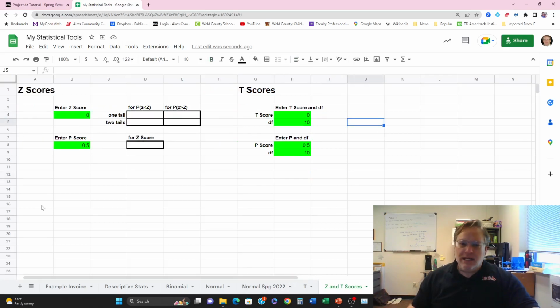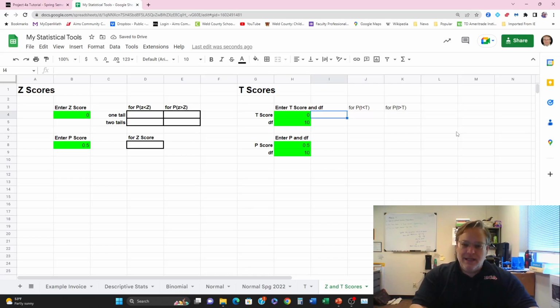Let me indicate what the output should be here. It's actually going to be pretty much the same thing that we had before here on the left. So I'm going to type for probability of having a score on the t-distribution that's less than the one that's given to the left. So probability of t being less than T for the first one. You can probably guess what the second one's going to be. Probability that t is greater than T. So little t is greater than big T here.